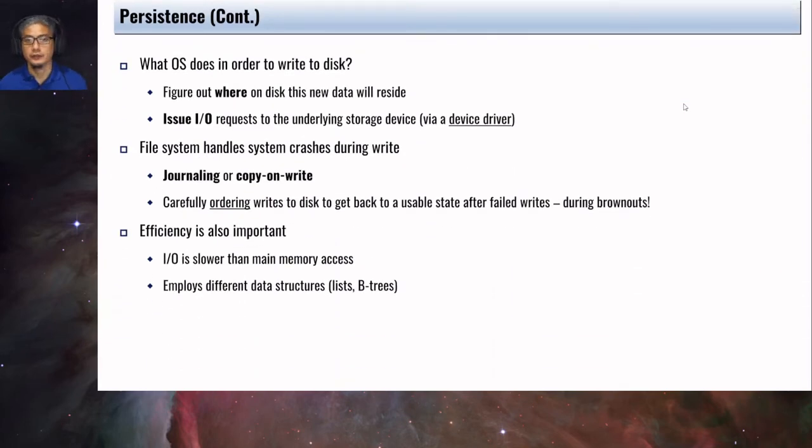So the question now is, what are the things that the OS does to write to the disk? Again, it depends on the IO device, but the first step is to figure out where on the disk this new data will reside. The file system type will determine where on the disk that will be located. After determining that, the OS will issue an IO request, and this request will be passed down to the actual device controller, the disk controller, by a piece of software called the device driver.